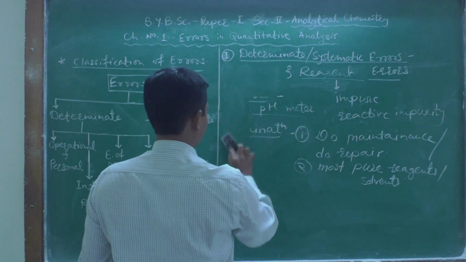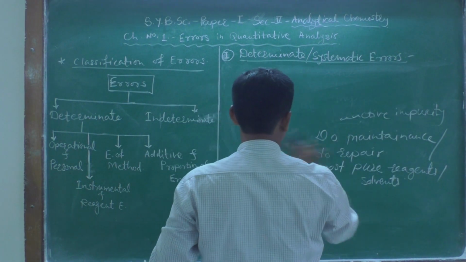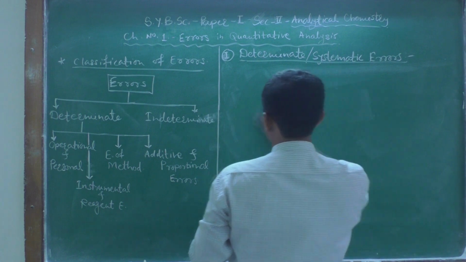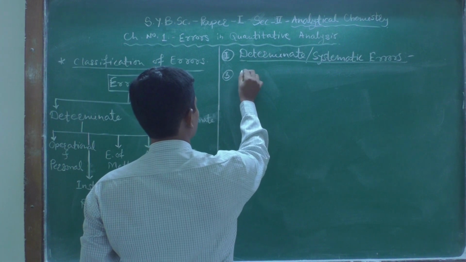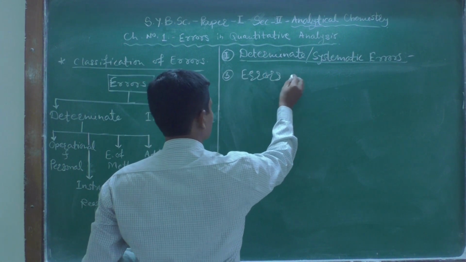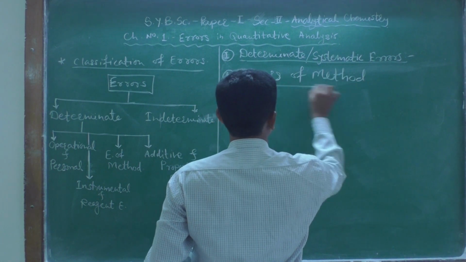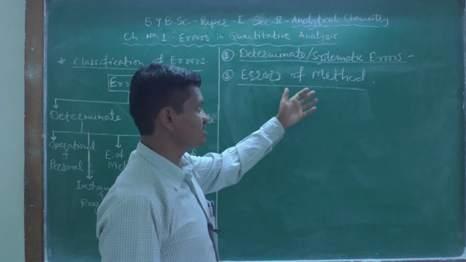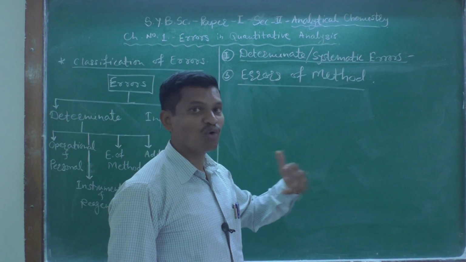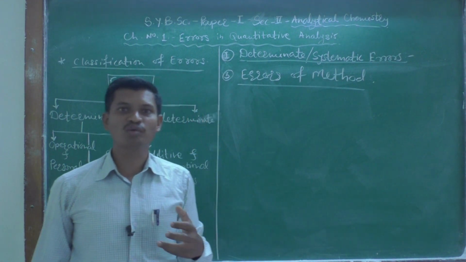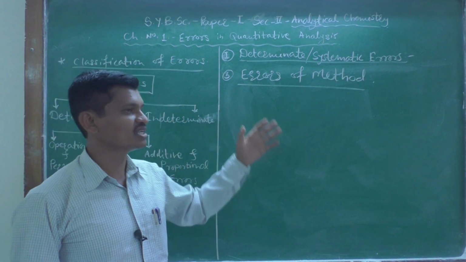Then the third type of determinate or systematic error is errors of method. This is the third type, errors of method. So these are the errors which are along with the methodology that we are following for a particular analysis, for a particular experiment. Okay, so these are called errors of method.